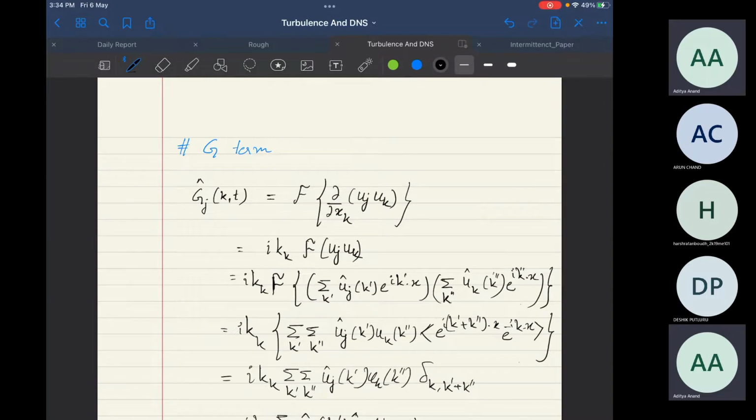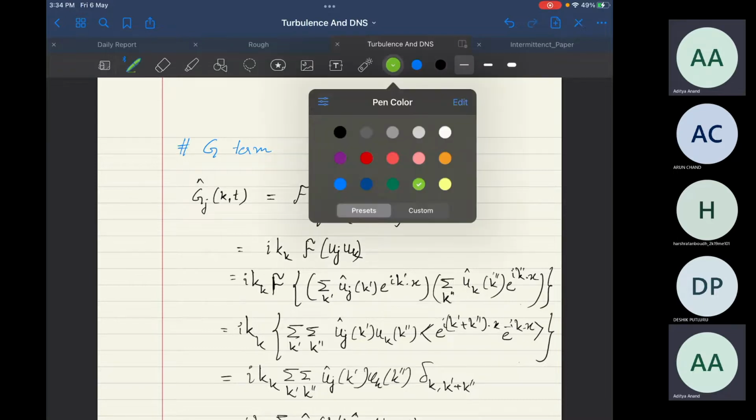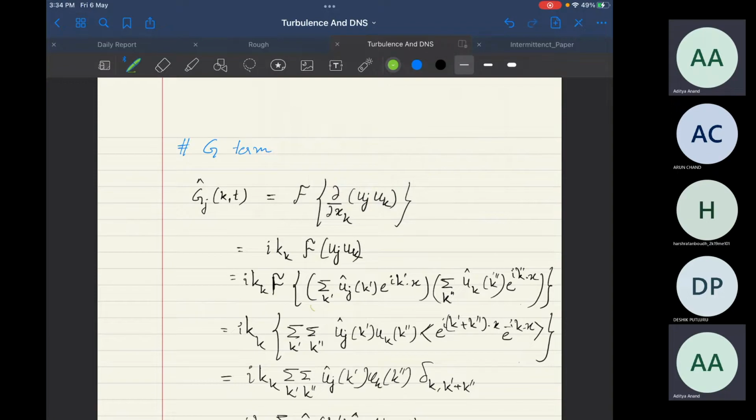Now, for uj and uk, I'll write them as Fourier expansions themselves. For uj, I have this expansion in terms of Fourier coefficients: uj k prime, e to the i k prime dot x, summed over all wave numbers. So this is the Fourier series expansion of uj. Likewise, we have the Fourier series expansion of uk. These have to be independent, right? k prime and k double prime, so we have used separate notations for these two.